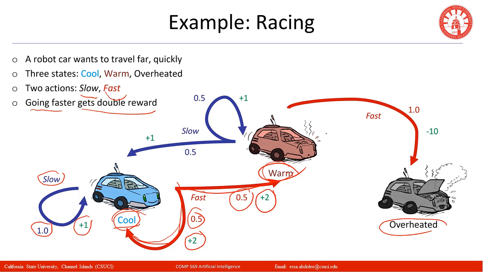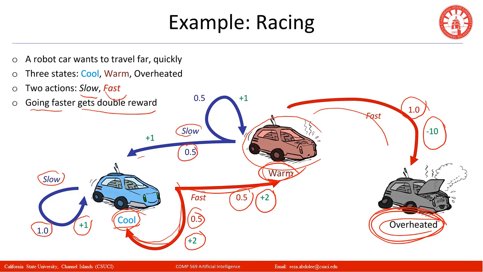But when the robot car is at the warm state, if it goes fast, with probability of one it gets overheated and goes to the overheated state, and the reward that it gets is minus 10. So this is another scenario that can happen to the car. Also, when the car is at the warm state, it could go slow and get cool with probability of 0.5, or it could stay warm with probability of 0.5, each with reward of plus one. So consider this one, because when we provide the solution to the Markov decision process, we are going to use this example to provide some numerical computation to make sense of the formula.